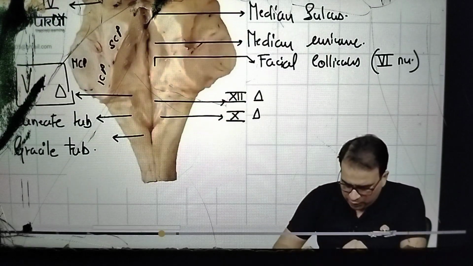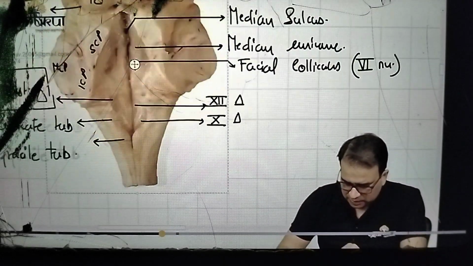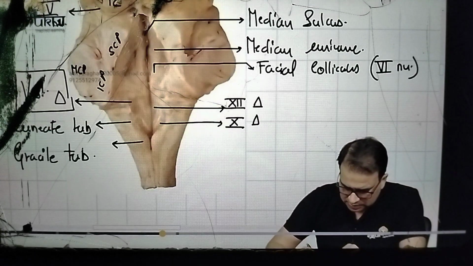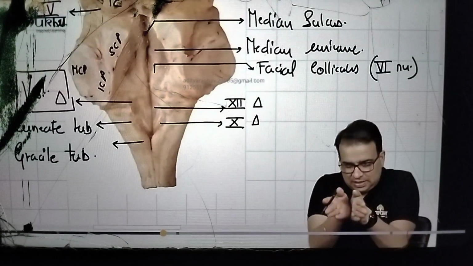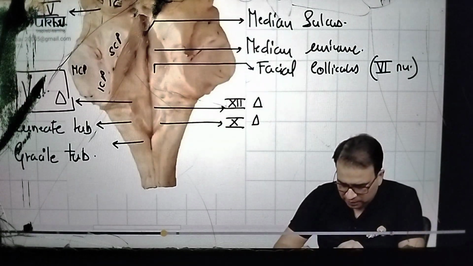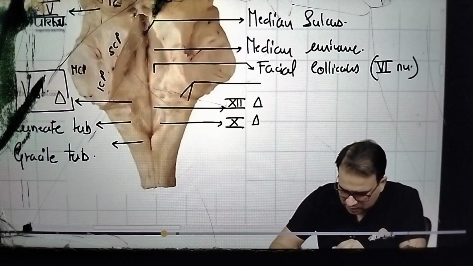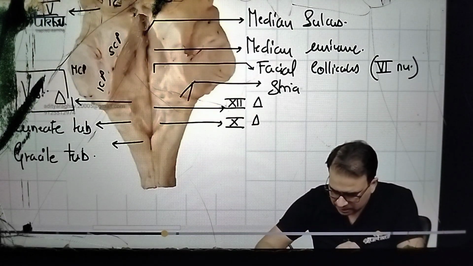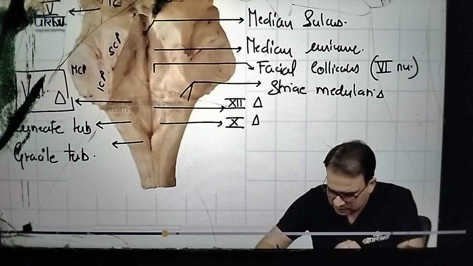I hope you can also appreciate some transversely running fibers, a transversely running band over there. These fibers are actually coming from this median sulcus, then they run on the dorsal aspect, and then using the inferior peduncle, they go into the cerebellum, guys. This white matter, which is running transversely, is called the stria medullaris.